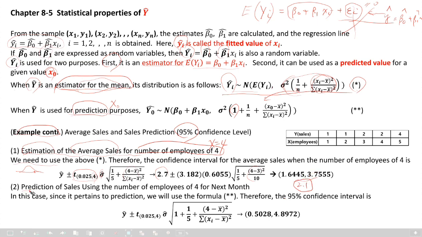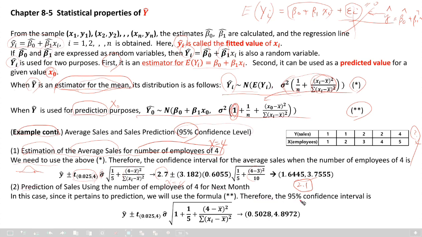In the prediction case, we want to predict sales at number of employees equal to 4. Say, next month, because it is a prediction, I want to use number of employees 4. Then what are the sales? We want to get a 95% confidence interval. In this case, since it pertains to prediction, we will use the formula of the double star distribution. What is the difference? The difference is only this, because a prediction is more ambiguous.